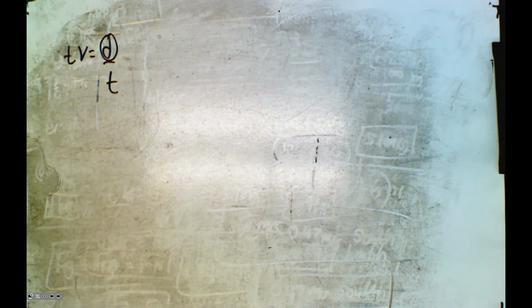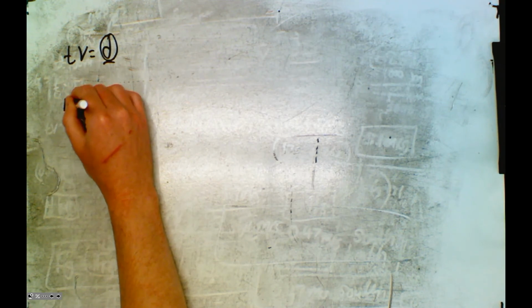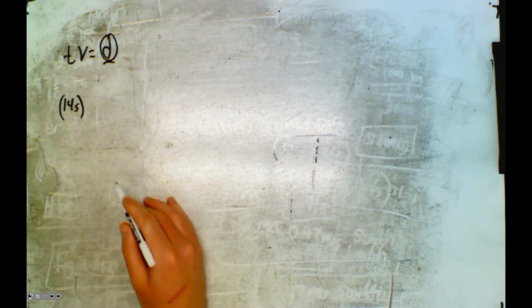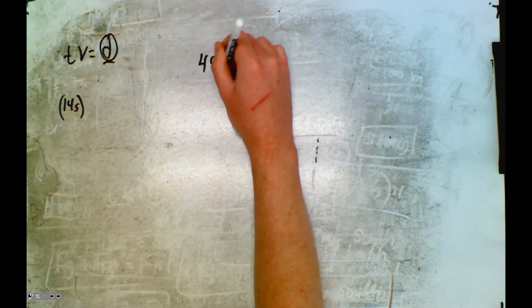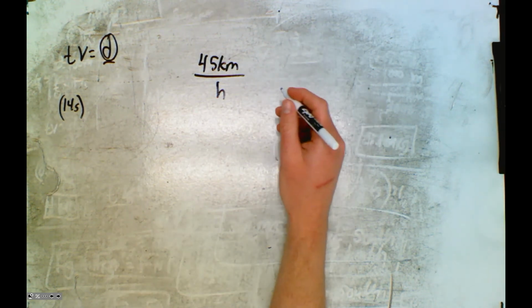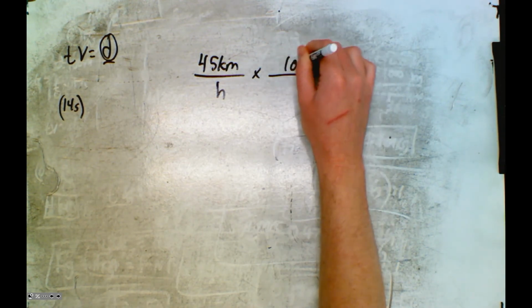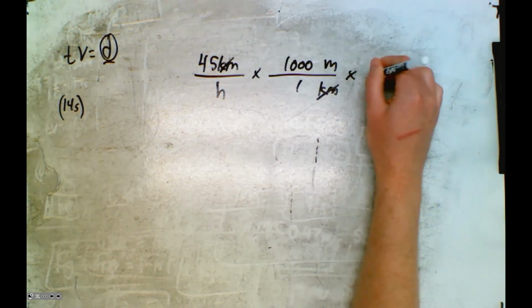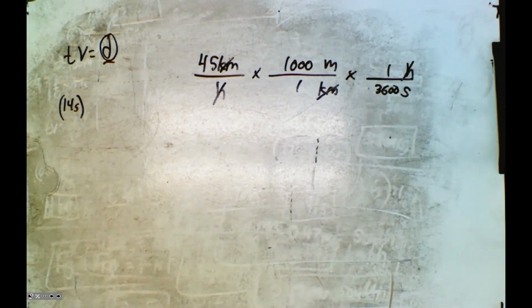D equals tv, and I can plug in my stuff, but my time is in seconds. If I try to plug in my speed in kilometers an hour, seconds and hours don't go together. So I have to switch this into meters per second, because the question wants the answer in meters. Kilometers into meters, there's 1,000 meters in 1 kilometer. And hours into seconds, there are 3,600 seconds in 1 hour.